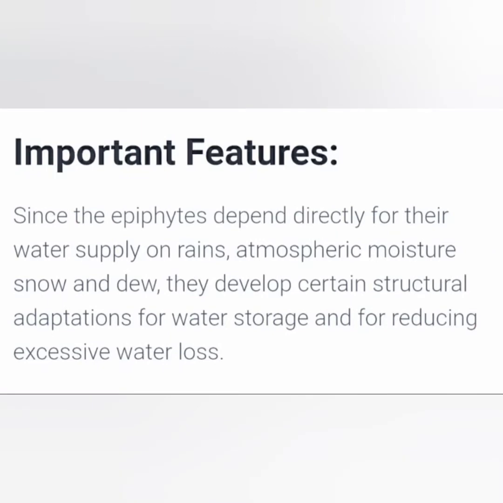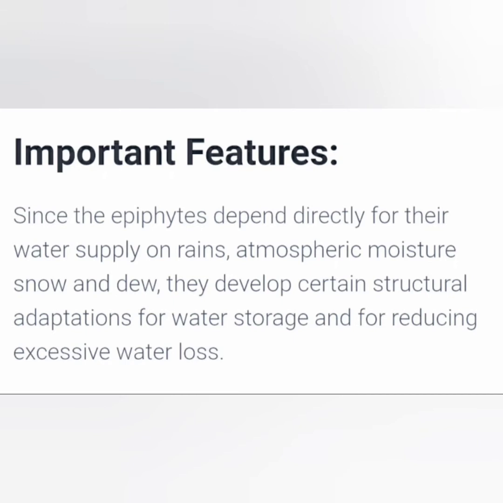Now coming to the important features, here I want to discuss the adaptations, the ecological adaptations of the epiphytic plants. Since epiphytes depend directly for their water supply on rains, atmospheric moisture, snow and dew, because they don't have roots similar to other plants which grow in the soil. We know that plants growing in the soil can absorb water from the soil through the roots.